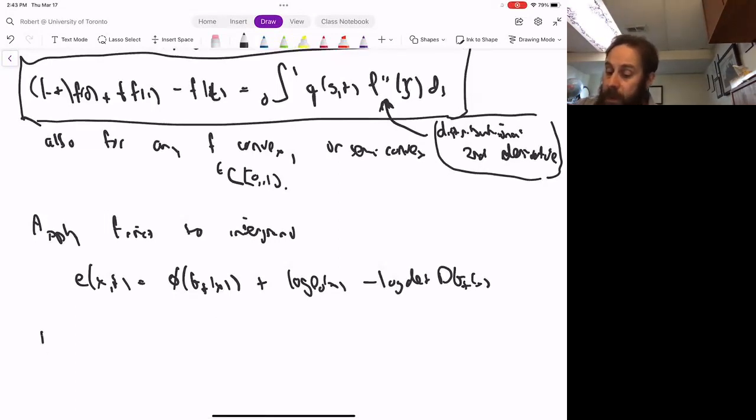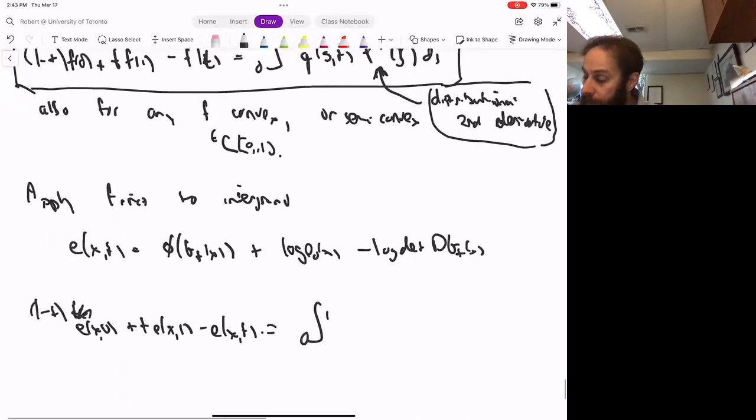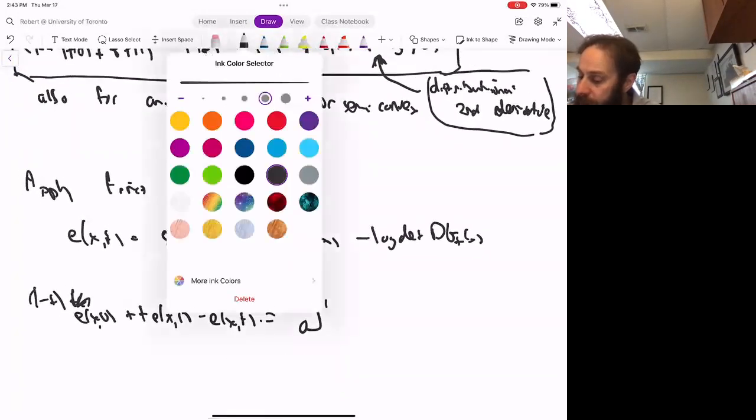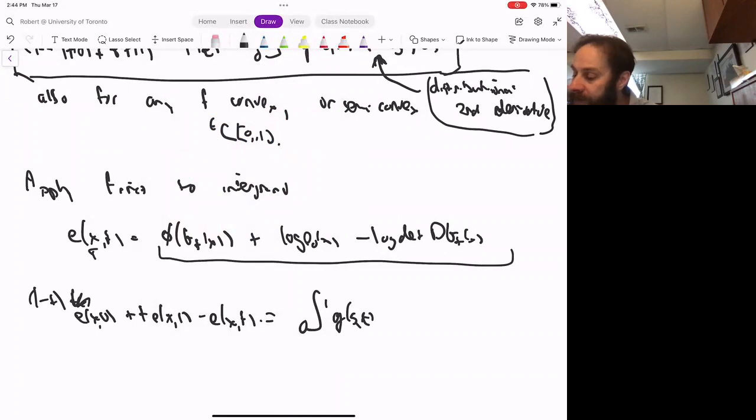So you get that one minus t times e of x naught plus t e of x one minus e of x t is given by some integral. Basically the integral with respect to g s t of the stuff we computed before. And now for almost every x, our computation is justified because the right-hand side, g was linear in t. So the stuff we computed above. And now you integrate with respect to mu naught.